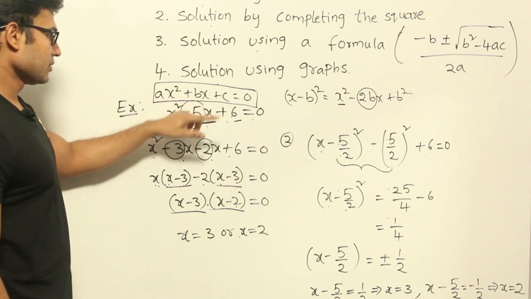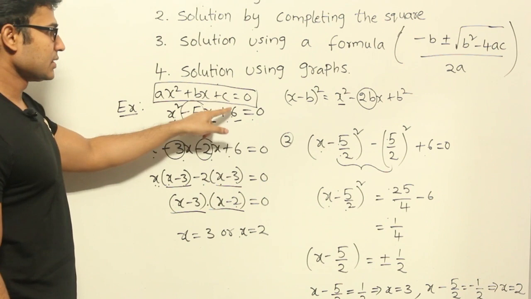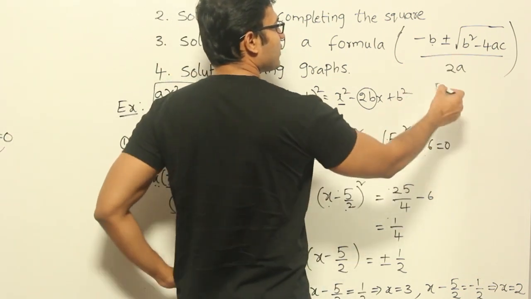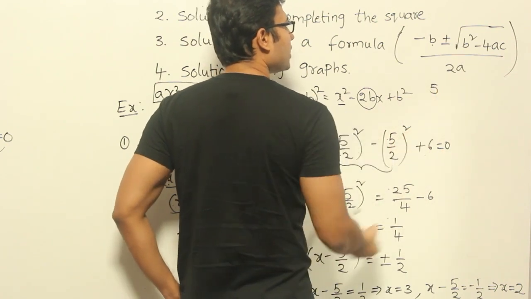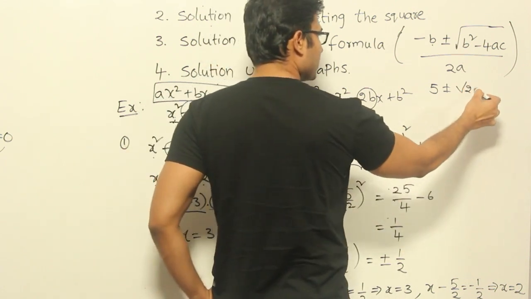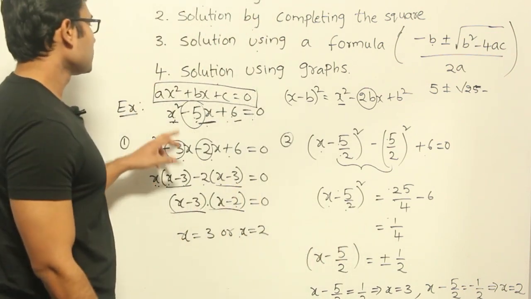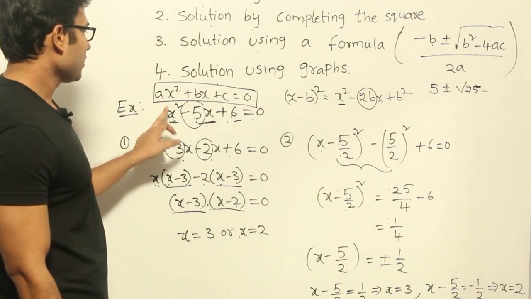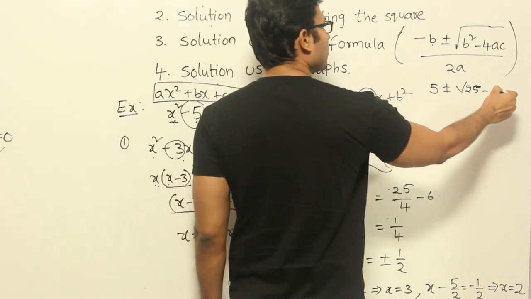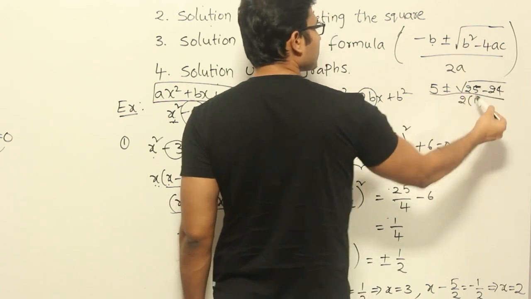Now if you compare the terms, then you will find out that a is 1, b is minus 5 and c is 6, right? So b is minus 5, and so minus b equal to 5, right? 5 plus or minus square root of b square means 25 minus 4ac. So 4ac is going to be 4 into a means 1, c means 6, right? So this is going to be 24 divided by 2a. 2 into a is 1.